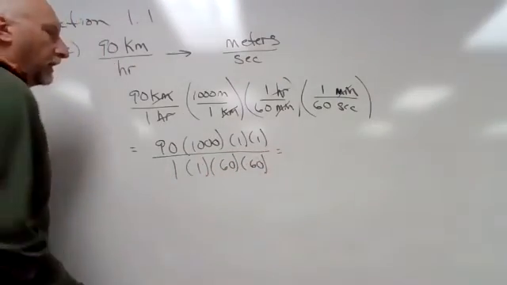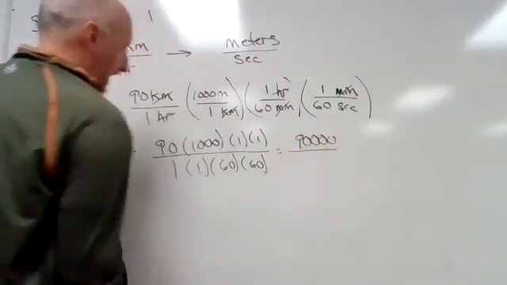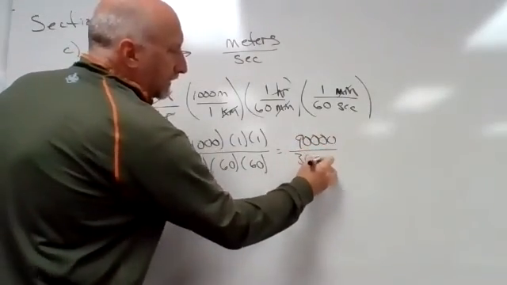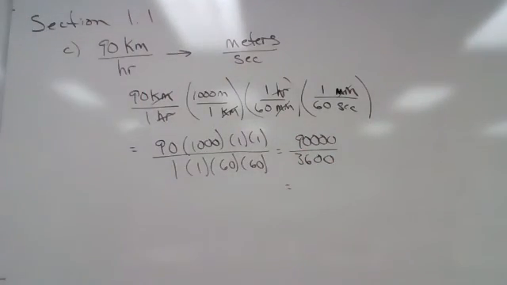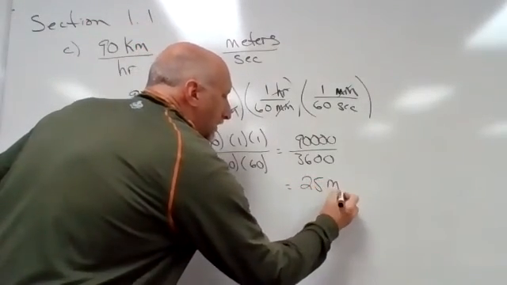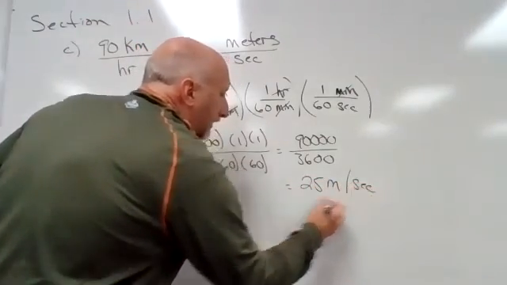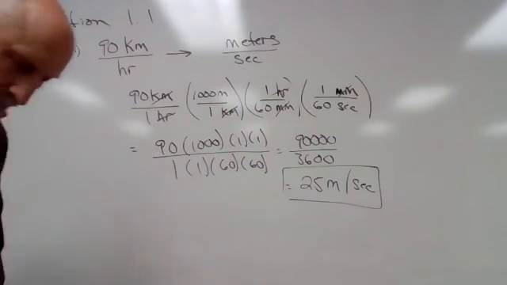Again, if you multiply all that together, you get 90,000 on top. You get 3,600 on the bottom. And then you divide that out. I think you get 25 meters per second. And that would be your final answer. Great unit conversion. All right, that was good stuff.